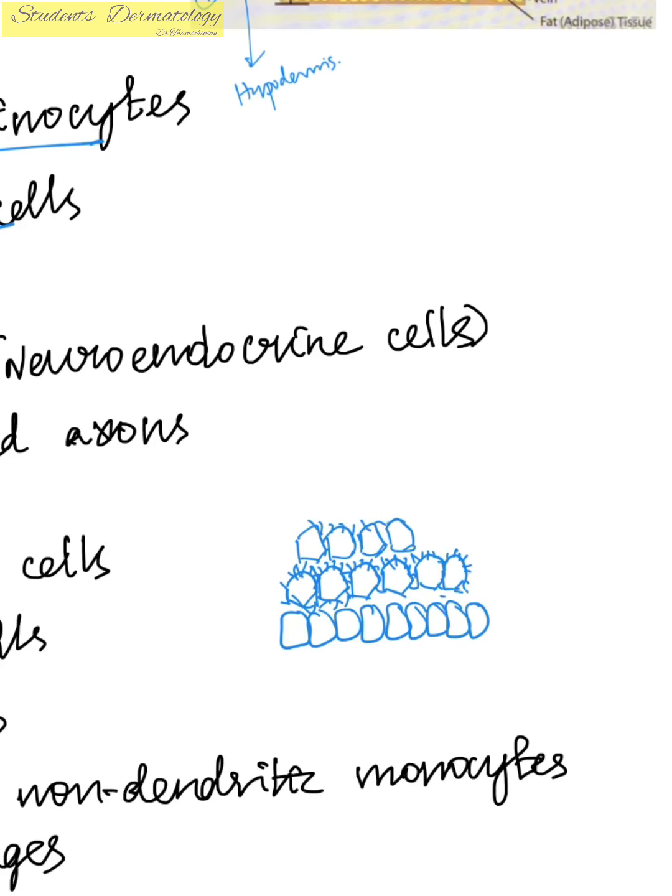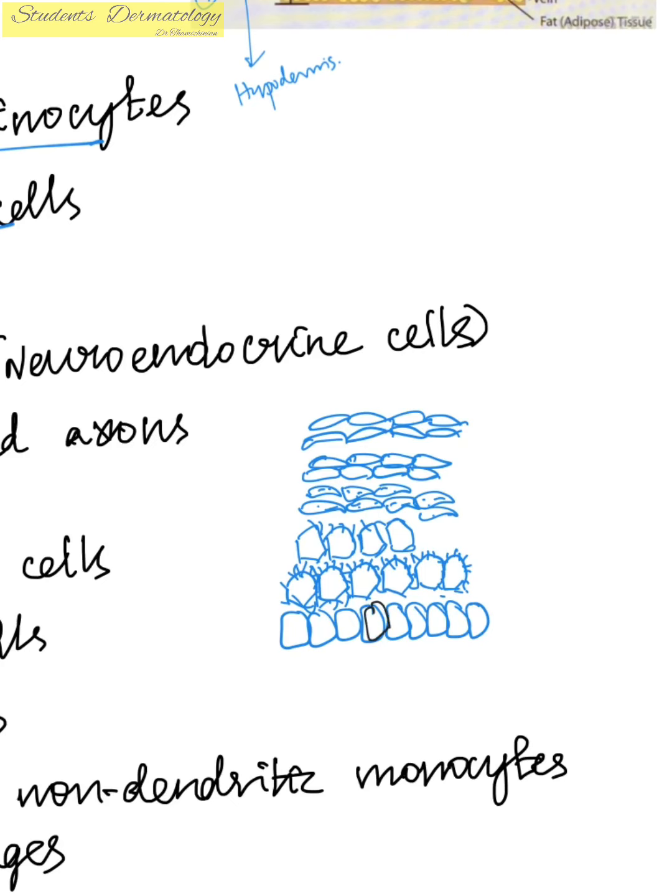Above the stratum spinosum, we have the stratum granulosum. It is of irregular size and shape. We have keratohyalin granules, that is lamellar granules, in it. And above the stratum granulosum, in the acral areas alone, you have the stratum lucidum, which is a grayish blue structure. And above the stratum lucidum, we have the stratum corneum, which is an anucleated structure.